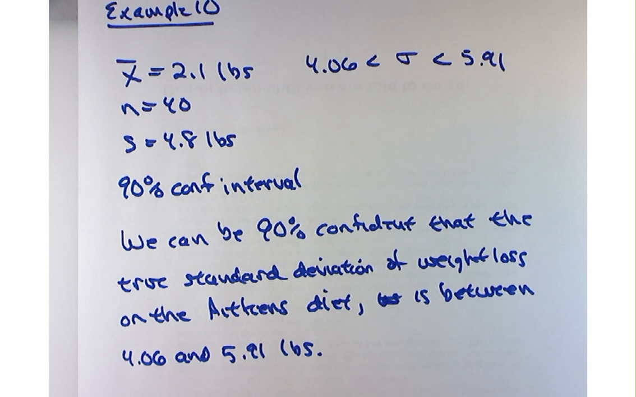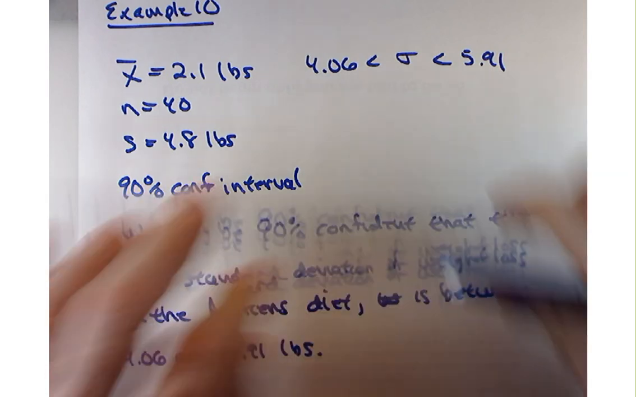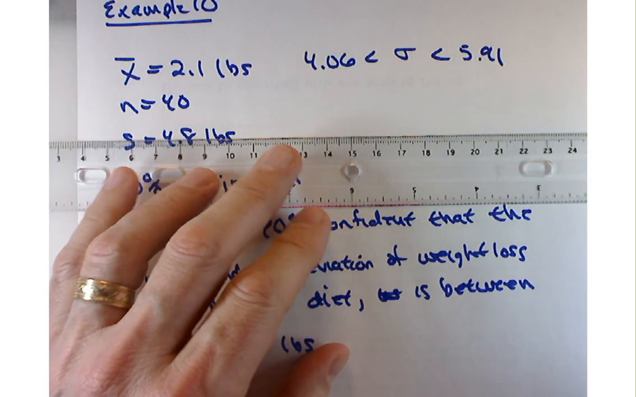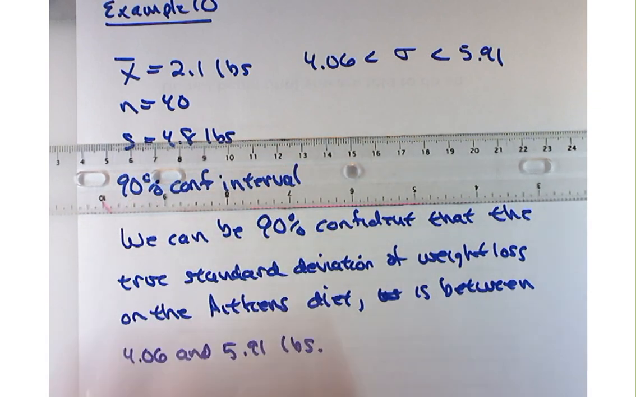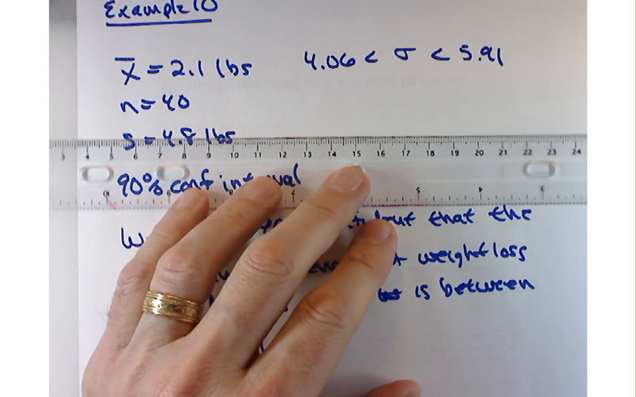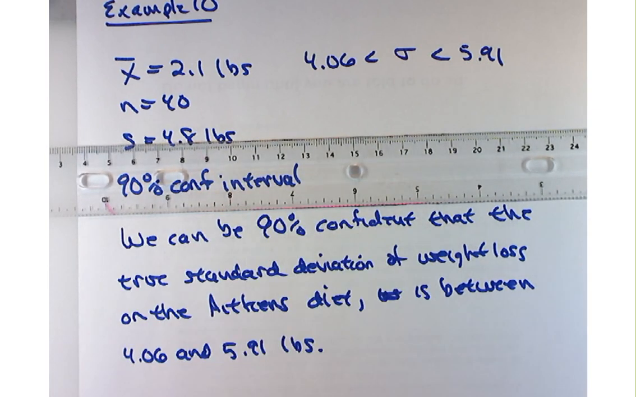There's a follow-up question to this. I'll give you a chance to copy that down. Question is, does this confidence interval tell you anything about the effectiveness of the Atkins diet? Yeah. It tells you how much the standard deviation could be, how much variability there is in the data. But if you're going to be on a weight loss program, do you want to know information about the standard deviation of the weight loss? Or is there something else you would want to know?